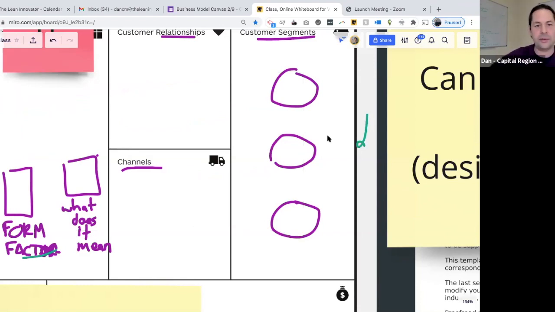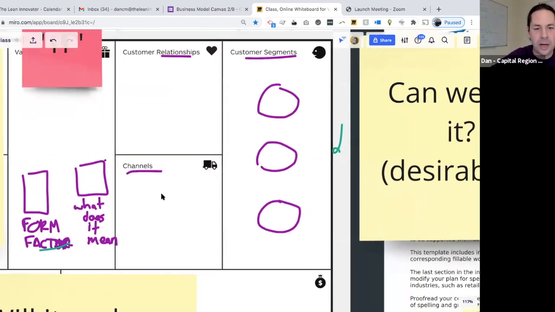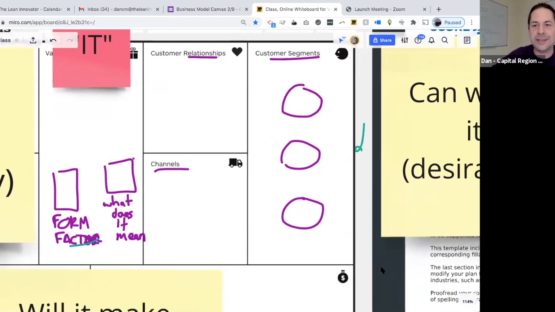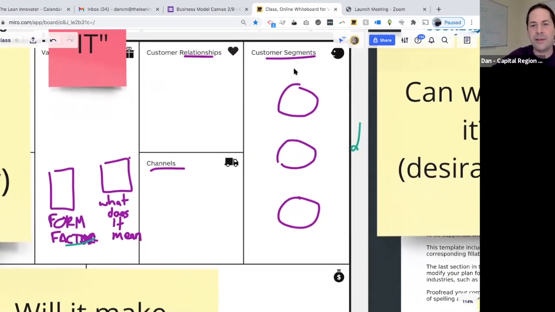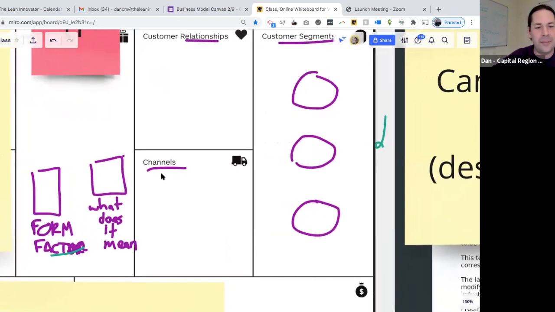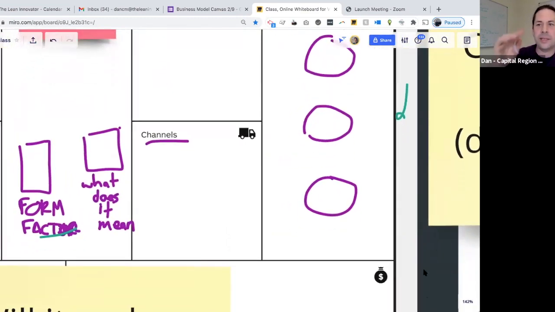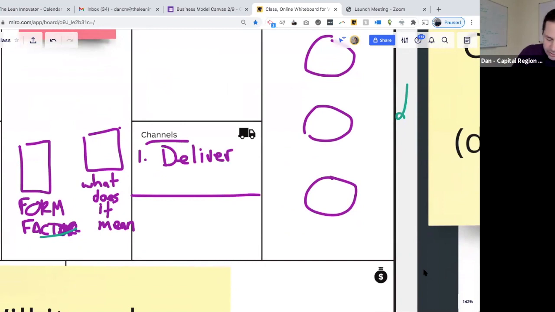Now let's talk about channels, because I learned in my journey that channels was the missing piece. So if I have the value prop and then I have the customers, then I definitely need to look at channels. And if I have that, then I've got the magic piece for me. So what's a channel? A channel is basically two things. Number one, it is how I deliver my value proposition to the customer. And number two is how I communicate.